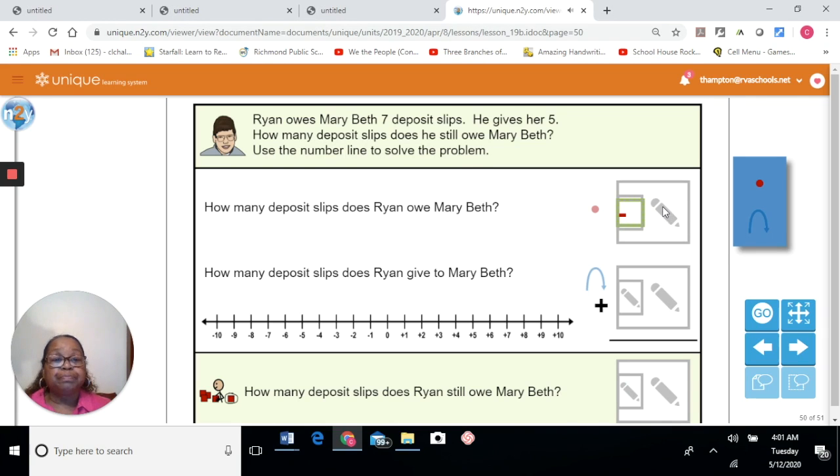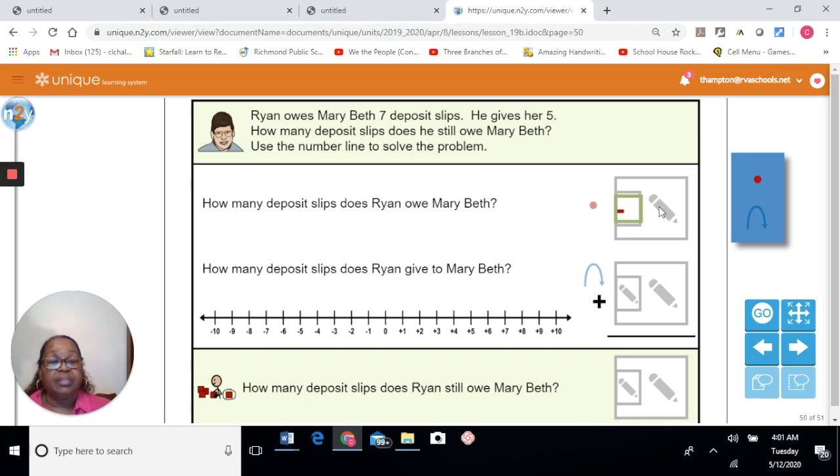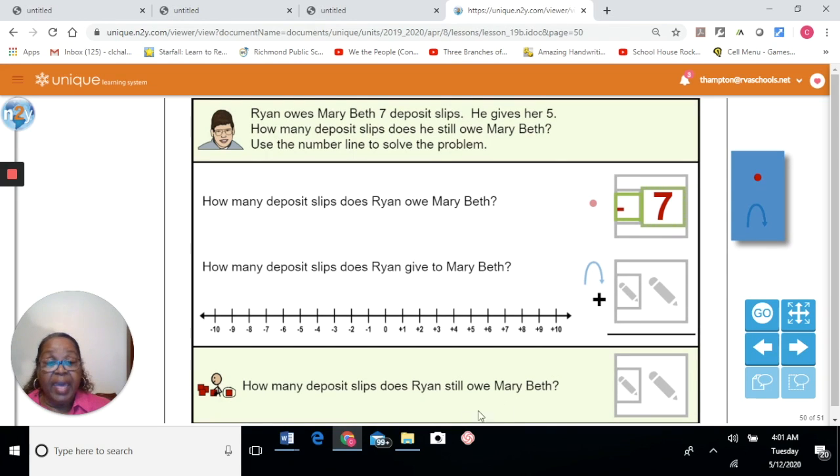How many does he owe her? Let's see if I can make my cursor go in the box. There we are. He owes her 7. Now he gives her 5. If he gives something to her, would that be a positive? Yes, he gave her 5. Question is, how many deposit slips does Ryan still owe Mary?